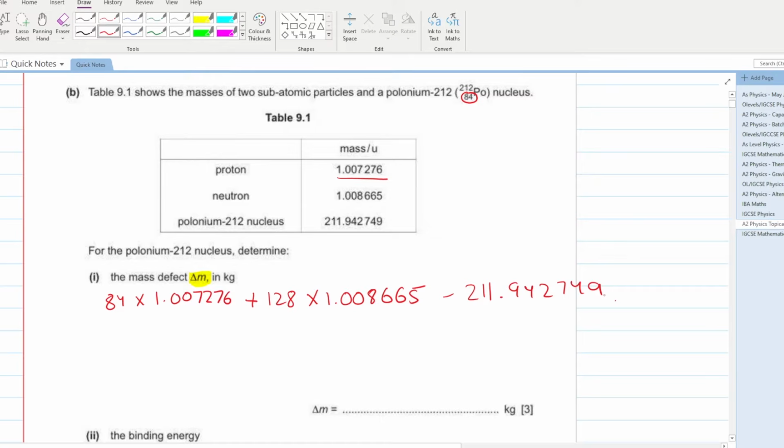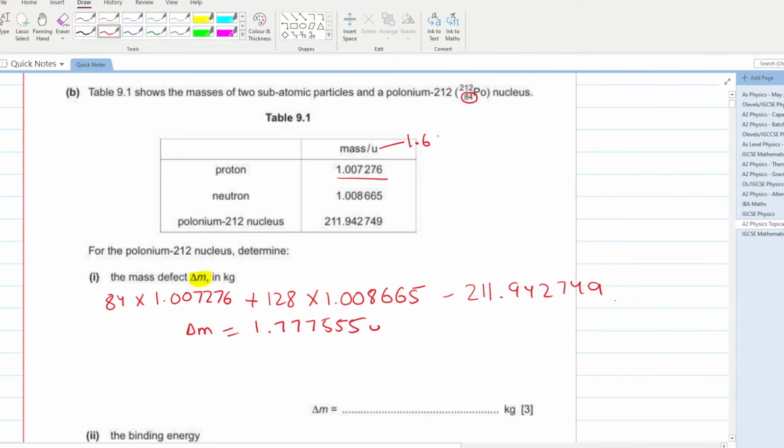So let's calculate this. 84 into 1.007276, plus 128 into 1.008665, minus 211.942749. This is a lengthy calculation, so please do it with special care. The mass defect comes out to be 1.77555 u.